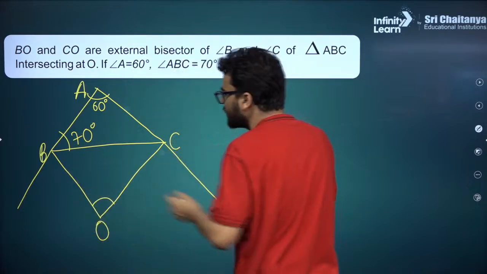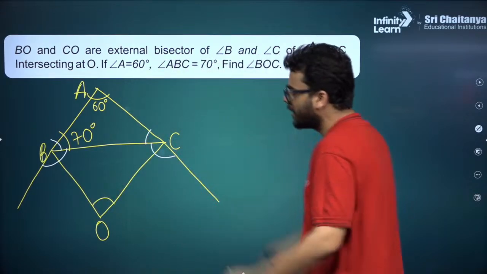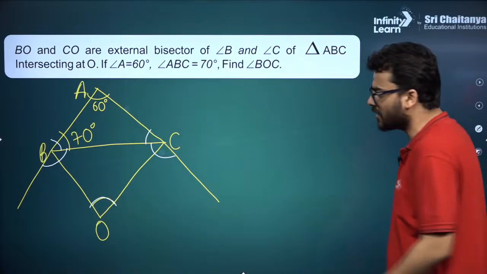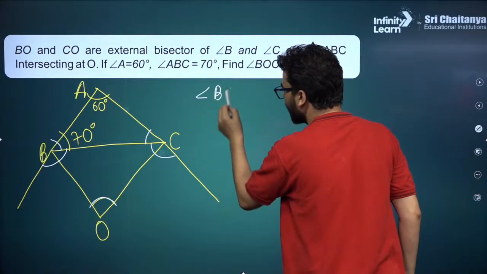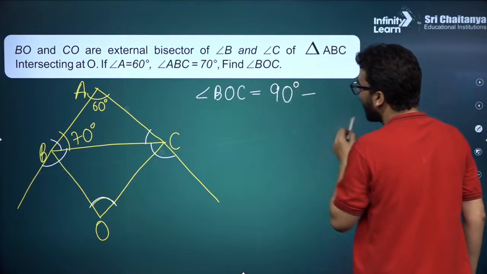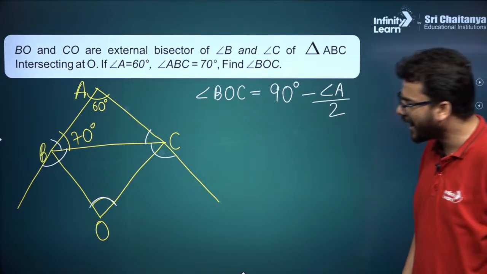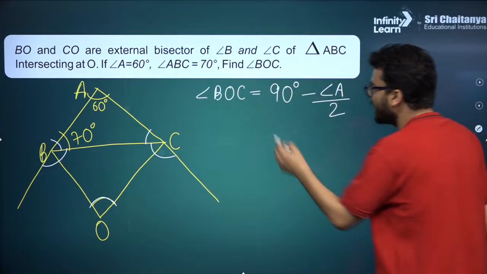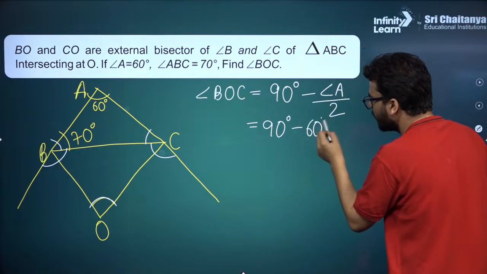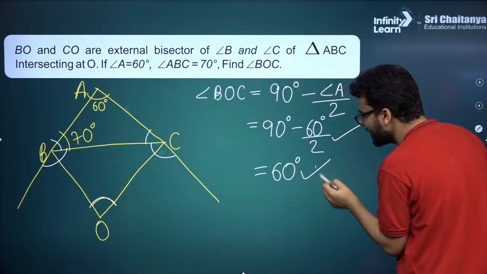So whenever you've got a triangle, then if you take the bisectors of the external angles of two angles, right? You see this is angle B, this is external angle B, right? This is angle C, this is external angle C. Then the angle formed between the bisectors of two external angles, what it will be, guys? Angle BOC will every time be 90 minus half angle A. This is the property which I have proved in the previous session as well. So angle BOC will be 90 minus half of angle A, which is 60. So 60 by 2 is 30, and 90 minus 30 is 60. So 60 degrees is the answer.